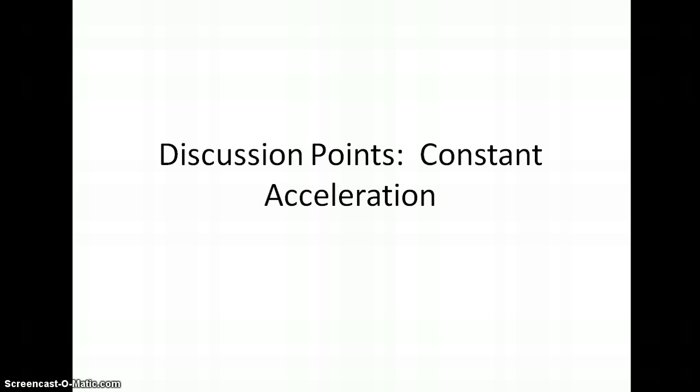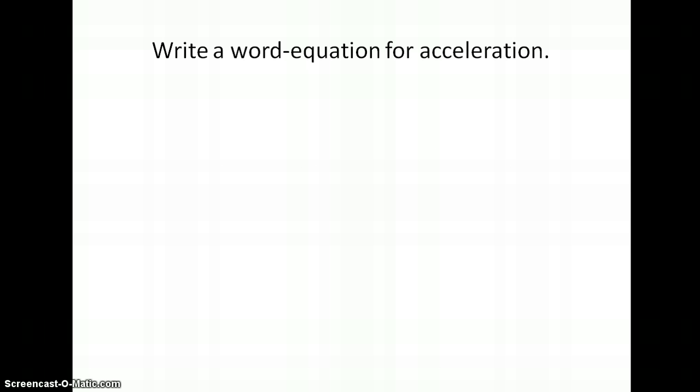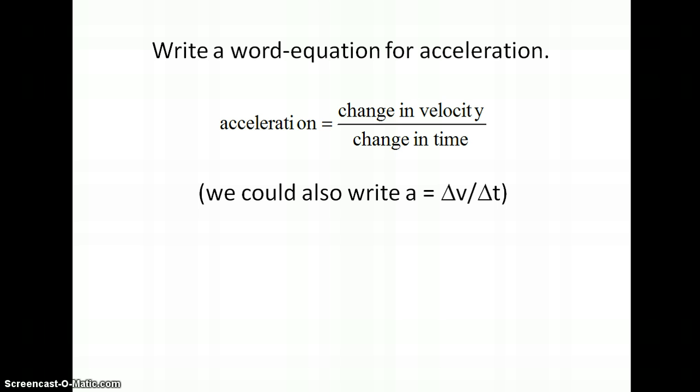We are here to discuss constant acceleration with you. Let's go back and review some things with acceleration. We need to write a word equation for acceleration. This is found on your note cards. Acceleration is equal to the change in velocity divided by the change in time. We could also write a equals delta v over delta t, which hopefully you're familiar with. Delta simply means change. So here's our delta, and that means change.